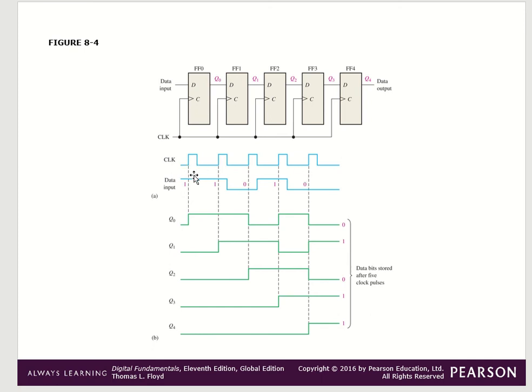So there are 5 checkpoints. The first checkpoint, the input is 1, so draw 1. Second checkpoint, input is 1, so draw 1. Third checkpoint, input is 0, so it will be 0. Fourth checkpoint, input is 1, it will be 1. Fifth checkpoint, input is 0, it is 0. So this is the output.